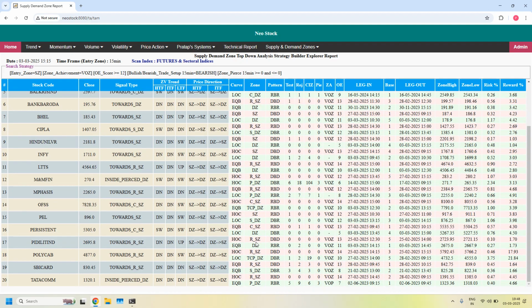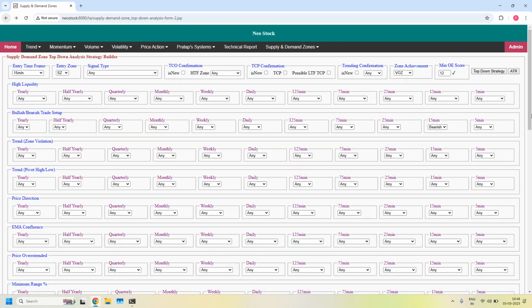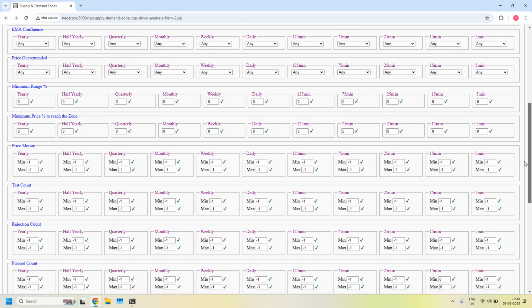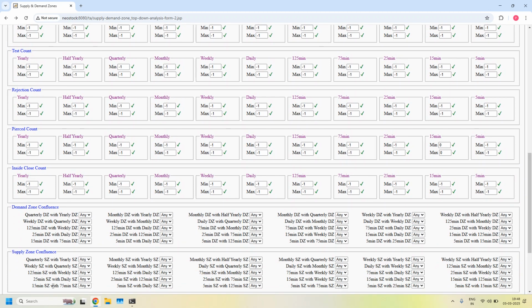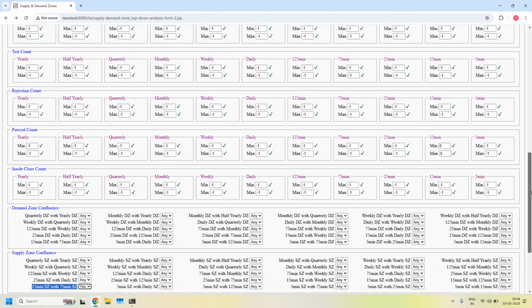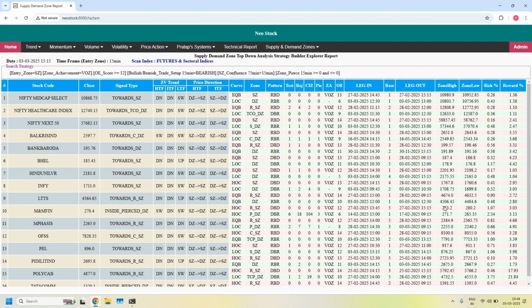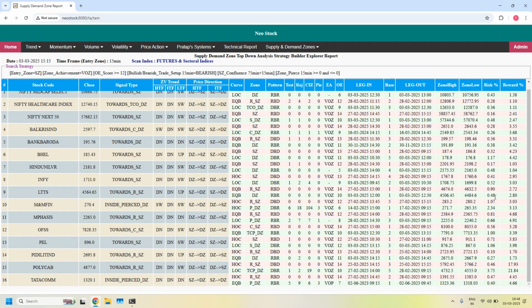Out of these 20, how many are having ITF confluence? Let us further filter. That is 15 minutes supply zone with 75 minutes supply zone confluence. Enable the filter. Out of 20, we got 16 stocks. So first 15 stocks in the list. Scrolling the list down. So total 16.